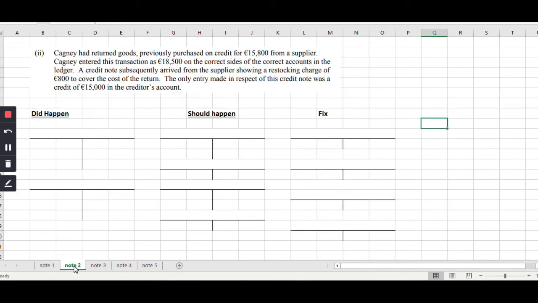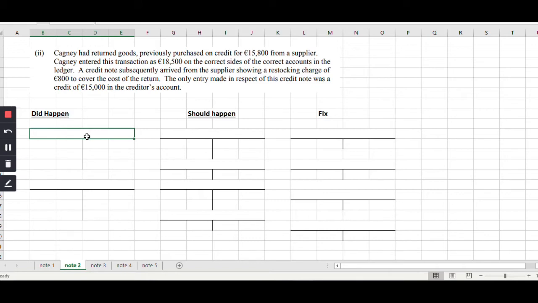Note number 2. Cagney had returned goods previously purchased on credit for 15,800 from a supplier. Cagney entered this transaction as 18,500 on the correct sides of the correct accounts in the ledger. As you can see, it's the wrong figure though. A credit note subsequently arrived showing a restocking charge of €800. The only entry made in respect of this credit note was a credit of 15,000 in the creditors account. Okay, so a right mess here.